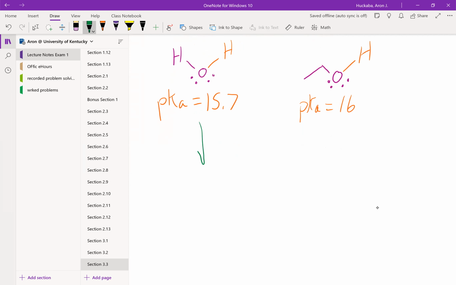So we would say this water is in an equilibrium with its conjugate base, as shown here. And the same thing for this ethanol.